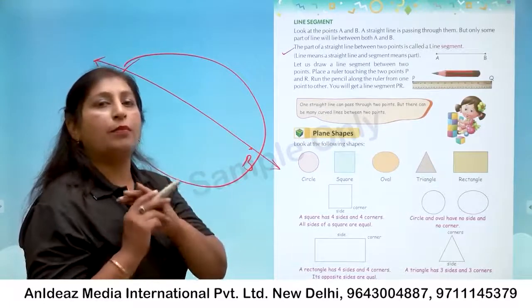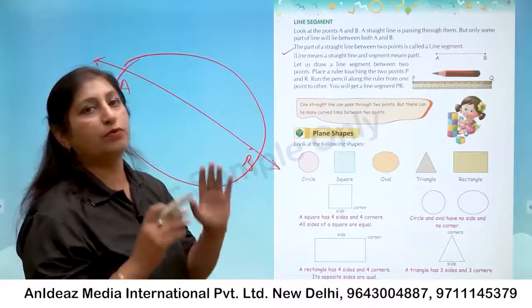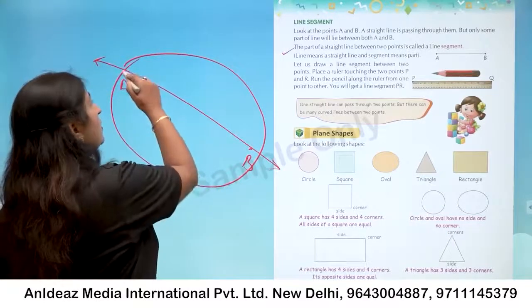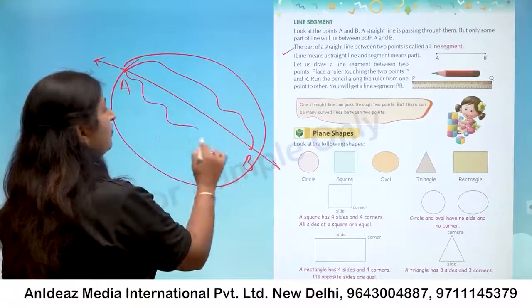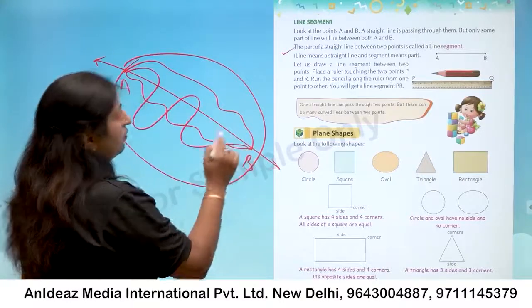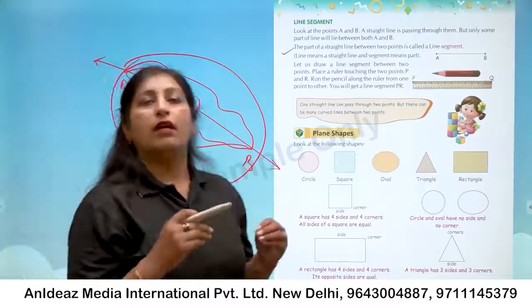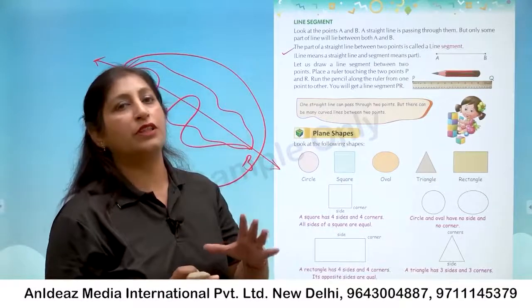But number of, it means many curved lines can be drawn from these 2 points. Like you can see here, this is a curved line from A to B. This is also a curved line from A to B. This is also a curved line from A to B. Yes, you can draw as many lines as you want between any 2 given points which are curved.